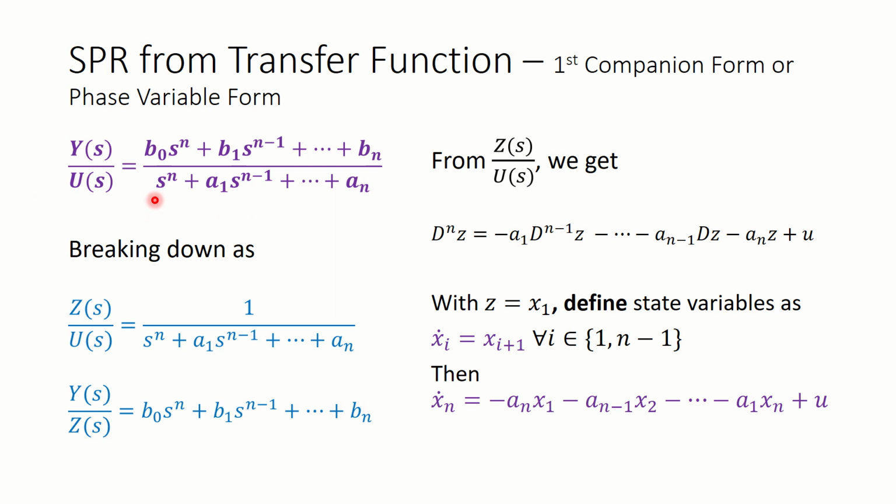Generic because you see that the numerator is of the same order. It can happen that the numerator is of the same order as the denominator, but it cannot be more than that, because that will make the transfer function improper, and we are not dealing with improper transfer functions.